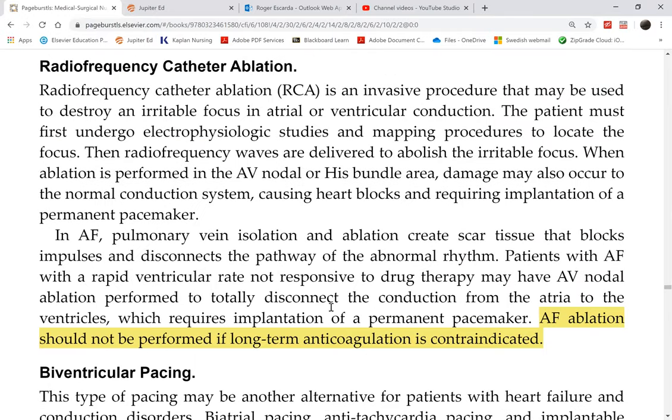Ablation is done in the cath lab. So this is radio frequency catheter ablation. Before they can do this for AFib, they have to take the patient down to EPS. EPS stands for electrophysiologic study. So they will map out where the signals are coming from.